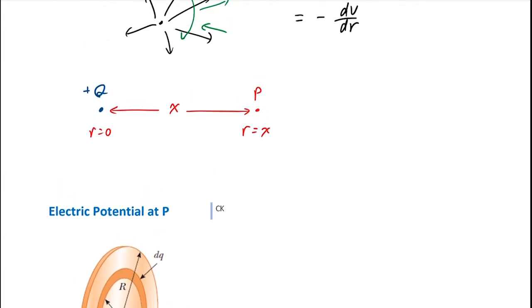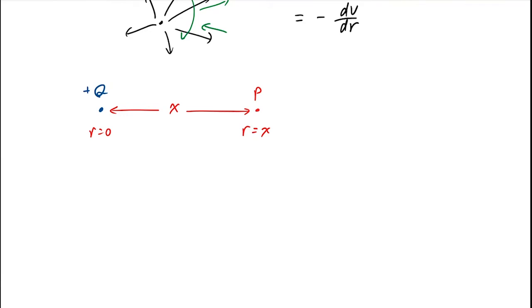If you say potential, what does that mean? Compared to what? Potential, or potential energy, is a relative energy. It's compared to some zero. So the question is, where is my potential energy, or potential, equal to 0?